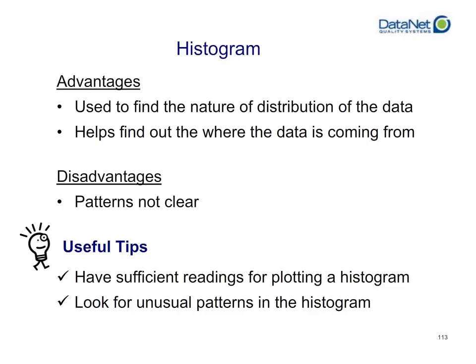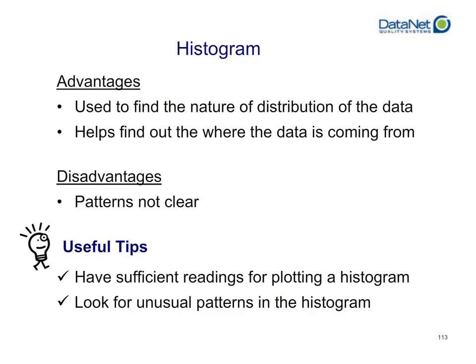You must have sufficient readings to plot a histogram. If you do not have sufficient readings to plot a histogram, your histogram will be effectively worthless. Three points does not make a good histogram. Unlike with control charts, where you want a representative sample, with histograms you want as much data as you possibly can, which usually corresponds to the control limits, but more data is better for histograms. So you want to have enough data to run them.